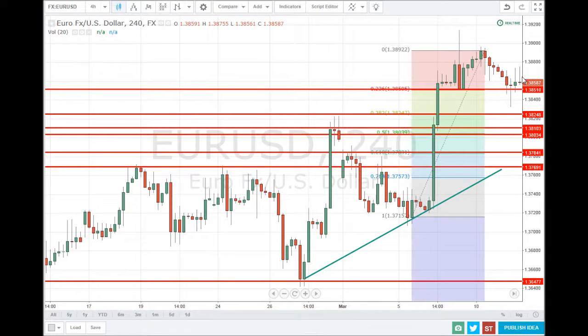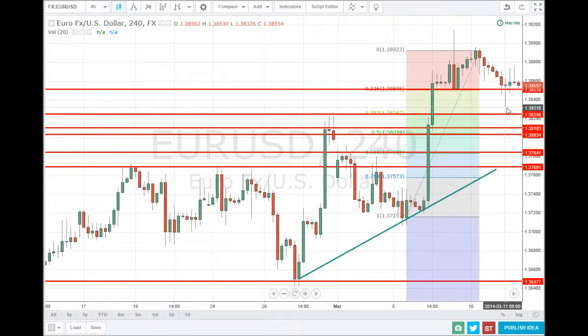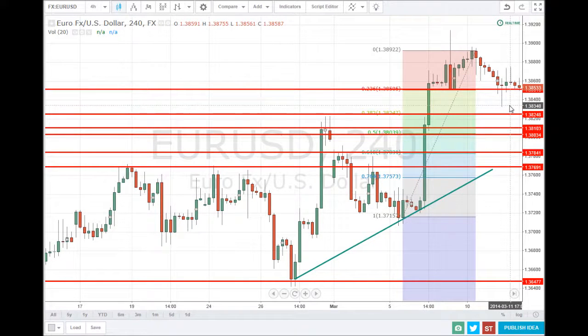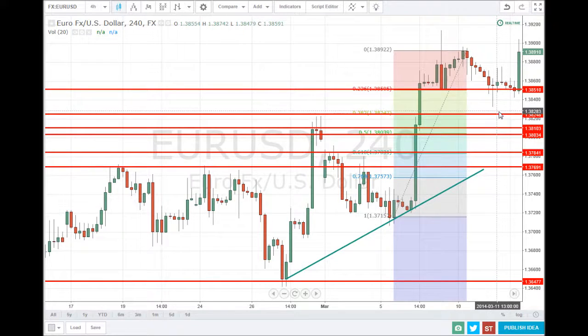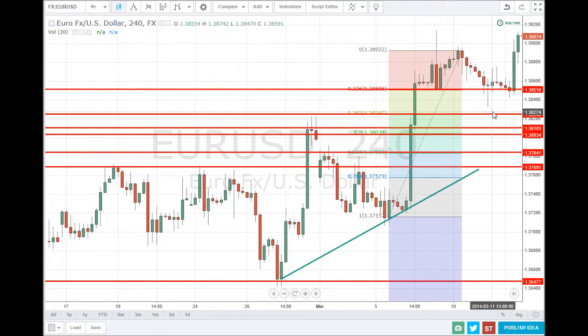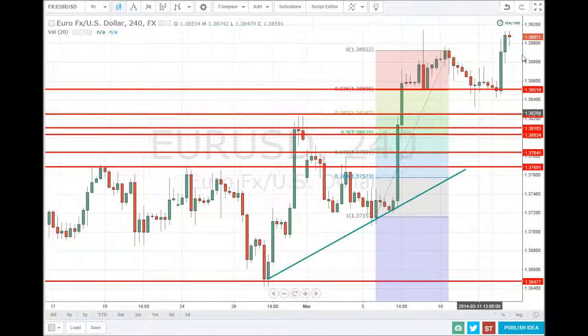Another 4 hours passes, we have another doji, and several more 4 hours pass, and then our final 4 hours. And we're now at current price.